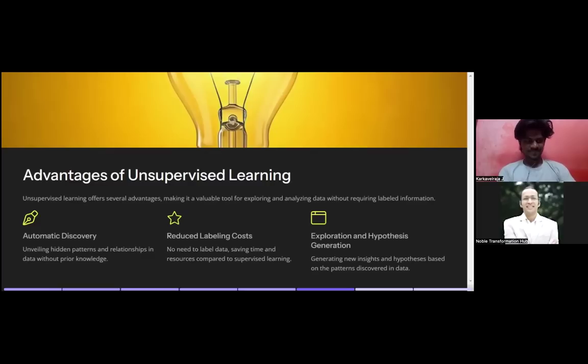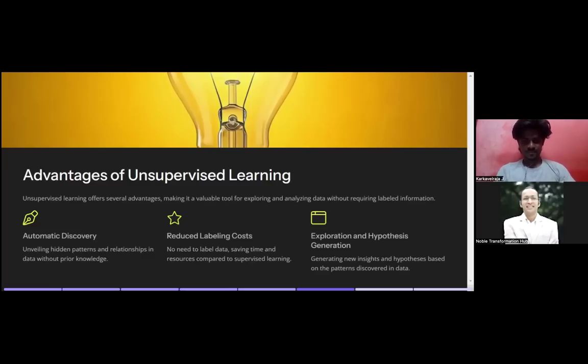Second, it reduces labeling cost. You have to label data, right? When you do pre-processing, you have to label it properly, right? So with unsupervised learning there is no need to label data, which saves a lot of time and resources compared to supervised learning. That's another advantage of unsupervised learning.